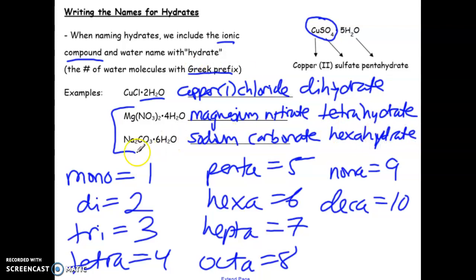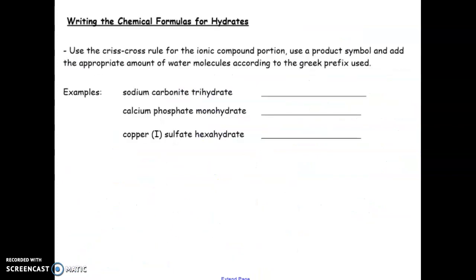So the same rules apply. You can still have variants of your polyatomic ions. So I could have had sodium hypocarbonate hexahydrate. The rules that we've learned with ionic compounds still apply here. The only part that's new really is the hexahydrate, or the hydrate portion.